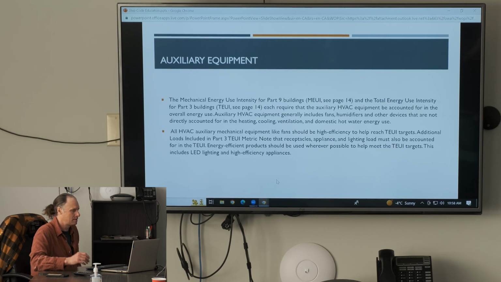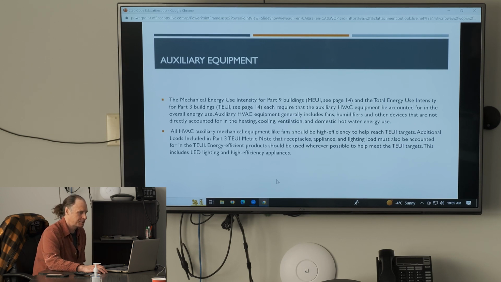Additional loads included in the Part 3 TEUI metric: note that receptacles, appliance, and lighting load must also be accounted for in the total energy use intensity. Energy efficiency products should be used wherever possible to help meet these targets. These include LED lighting and high efficiency appliances.